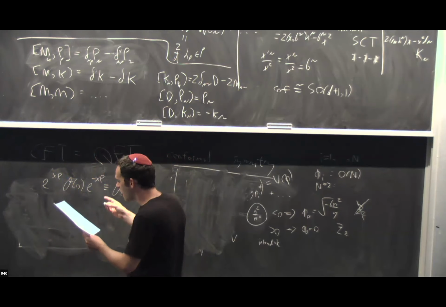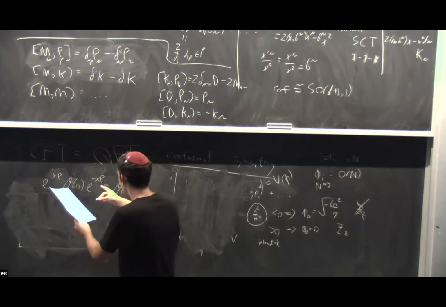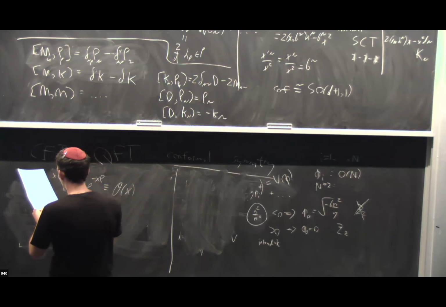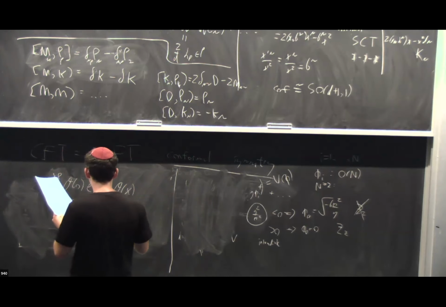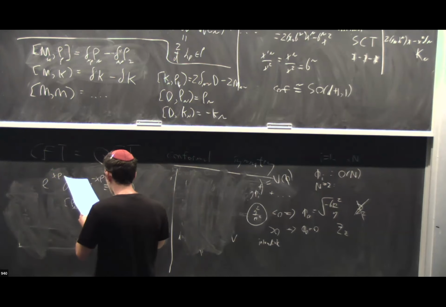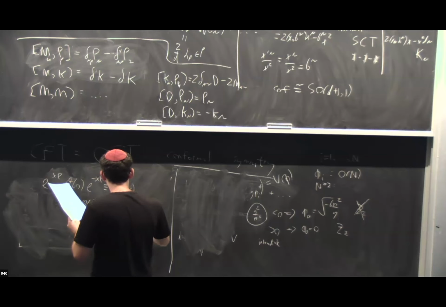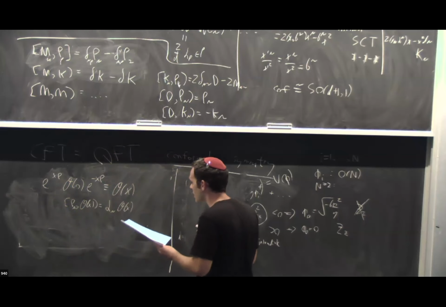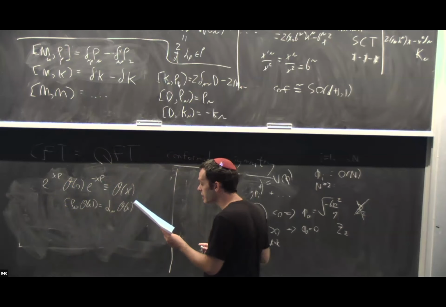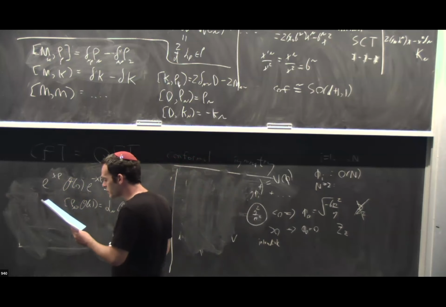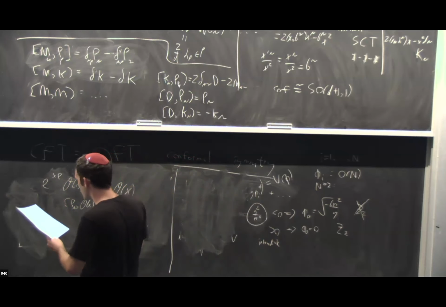And so the infinitesimal version of this, if x were something really small, would just be the statement that P commuting with O(x) is a derivative acting on O(x). So this is how translations act on an operator originally at the origin. And so you could do a similar exercise for the other generators.